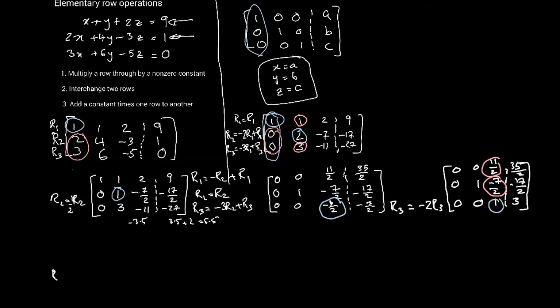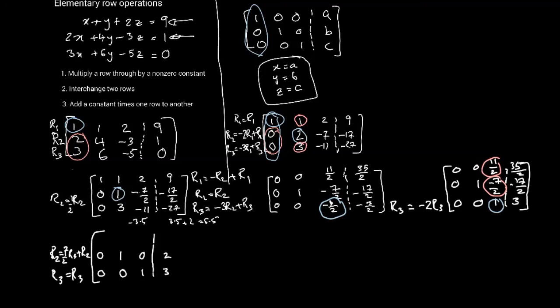In this case, of course, R3 will remain as R3. So 0, 0, 1, 3. The next row operation is going to be Row 2 is 7 over 2 times R3 plus R2. 7 over 2, because here you have to get rid of the negative 7 over 2. So 7 over 2 times this plus this will get rid of it. So we'll end up with just 0, 1, 0 here, and then this will become, very magically, 2.